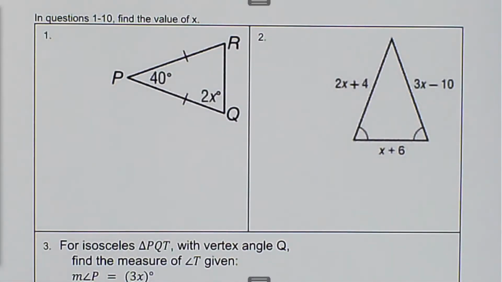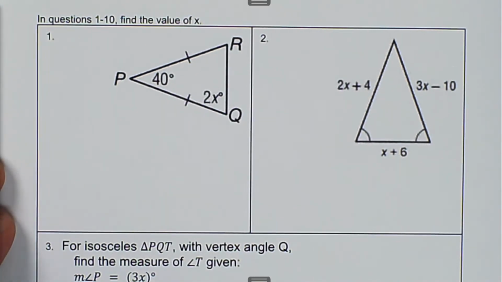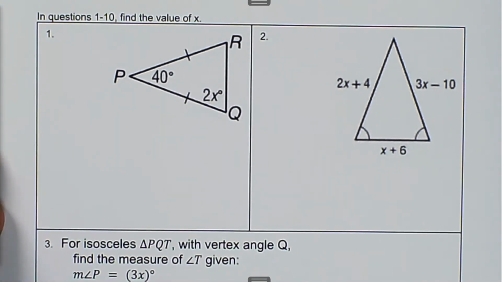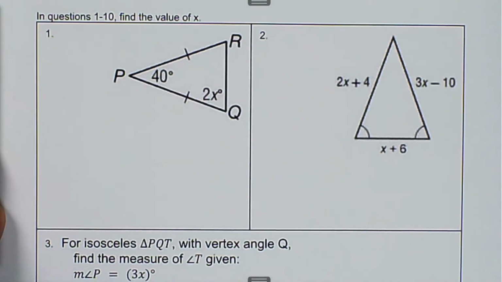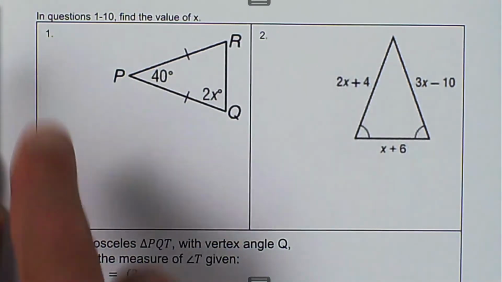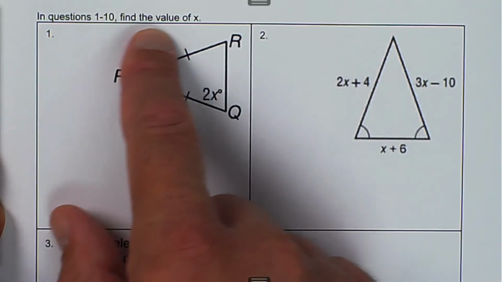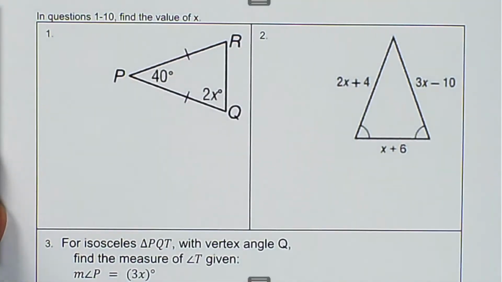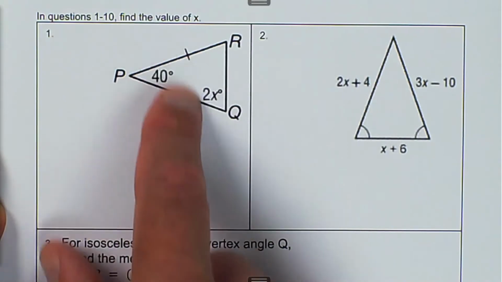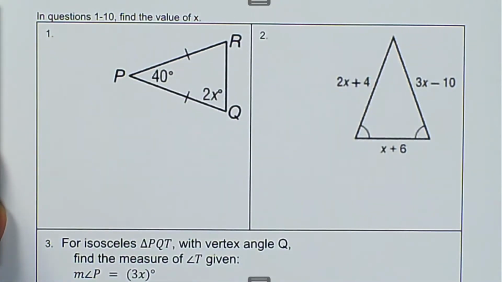We are talking about isosceles and equilateral triangles, and we want to use the properties of isosceles and equilateral triangles to calculate missing angles and missing values. So in questions 1 through 10, find the value of x. Here it shows that we have an isosceles triangle.